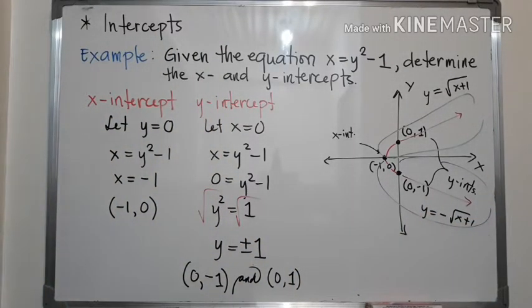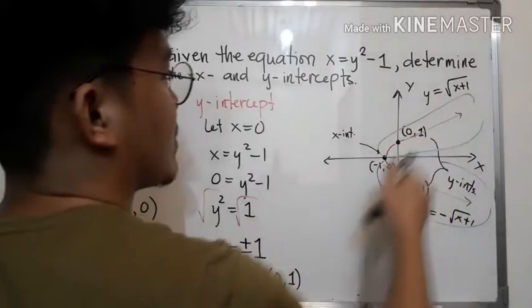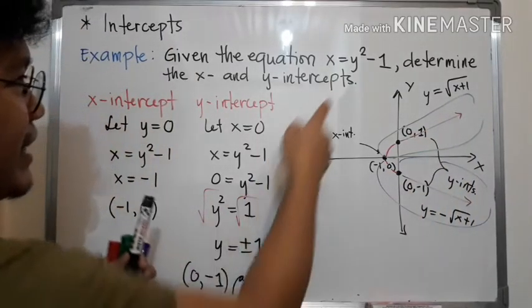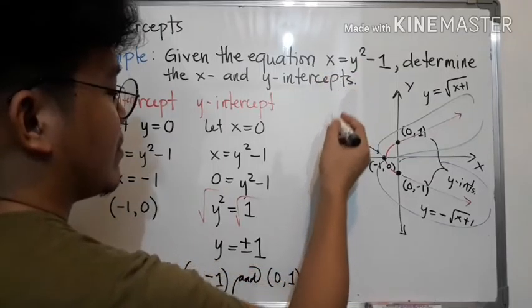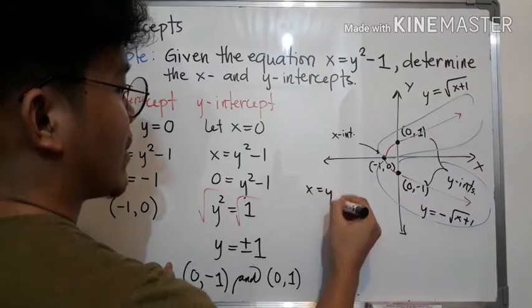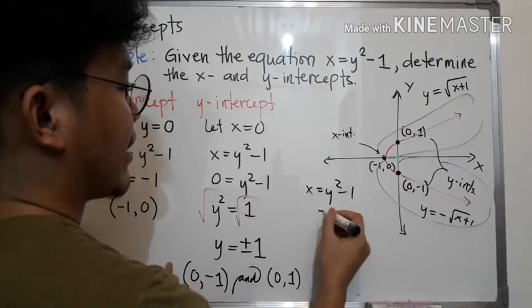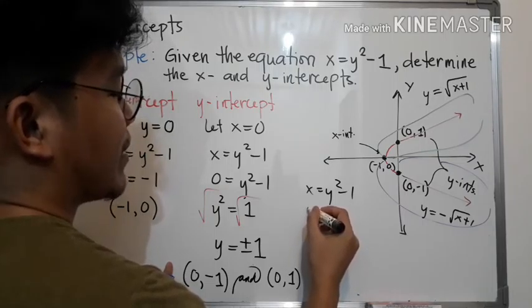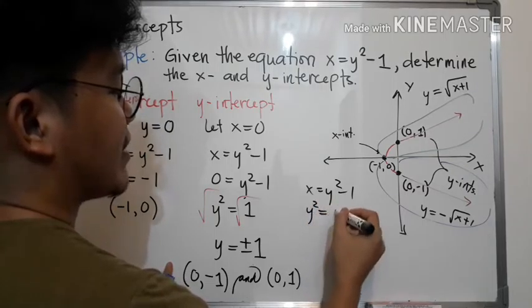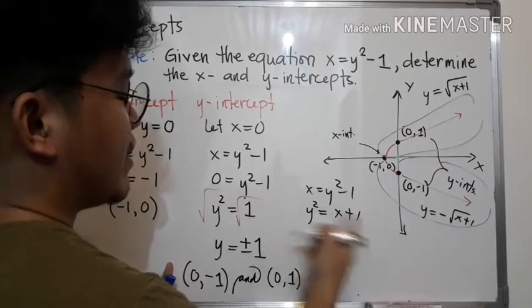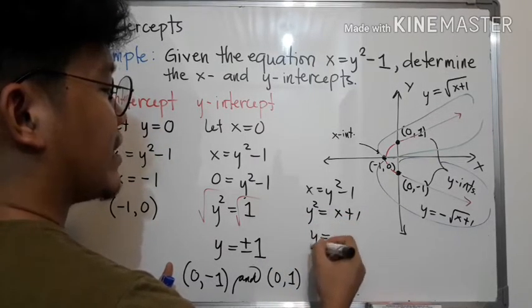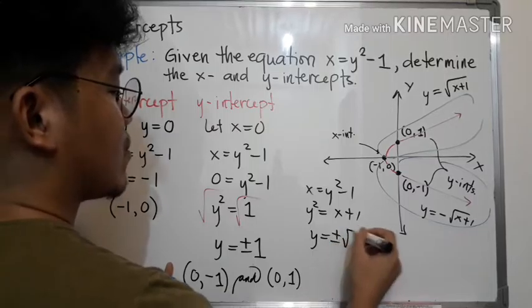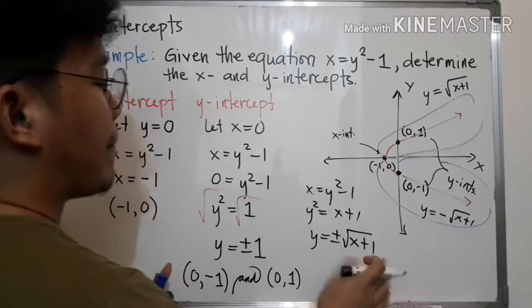How did we get this y equals square root of x plus 1? It came from our equation. We have x equals y squared minus 1. Solving for y, we have y squared is equal to x plus 1. Getting the square root of both sides of the equation, we get y equals plus or minus the square root of x plus 1.